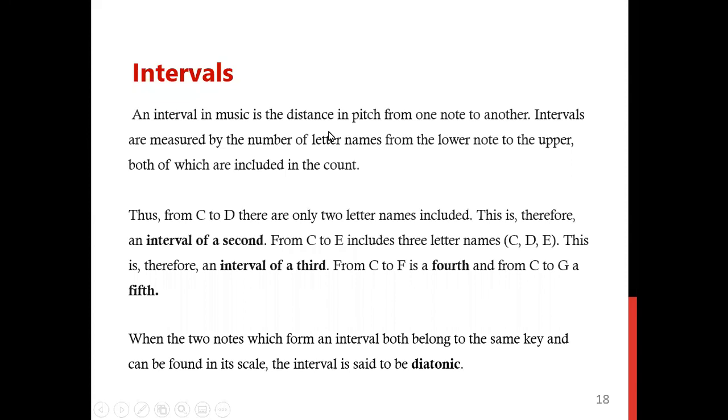Let's move on to intervals. An interval in music is the distance in pitch from one note to another. Okay, intervals are measured by the number of letter names from the lower note to the upper, both of which are included in the count. So what we mean by that is that from C to D now, there are only 2 letter names included, all right? So that's an interval.